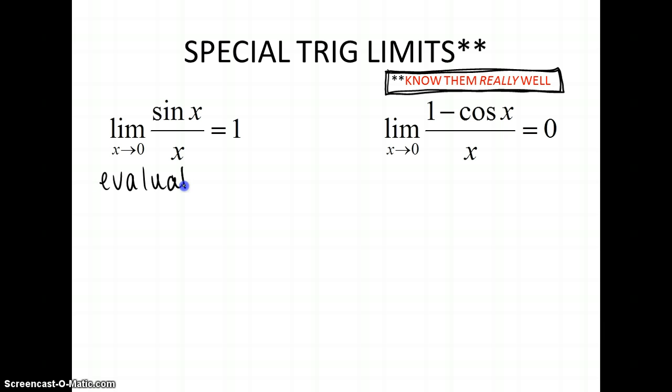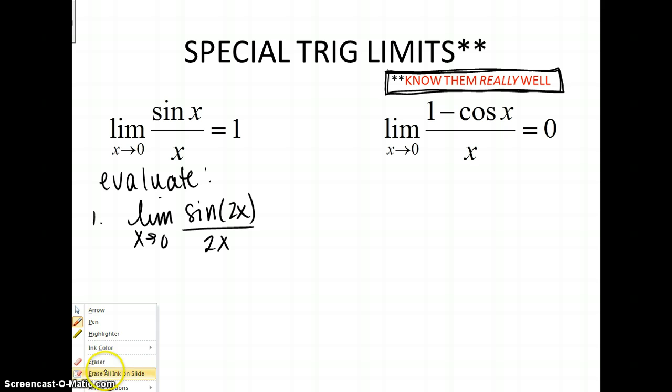So let's use them. Limit as x approaches 0 of the sine of 2x divided by 2x. So this theorem, the sine x over x, these have to be the exact same in order for the limit to equal 1. So since I have the sine of 2x all divided by 2x, I can just simply apply the theorem and the limit is 1.